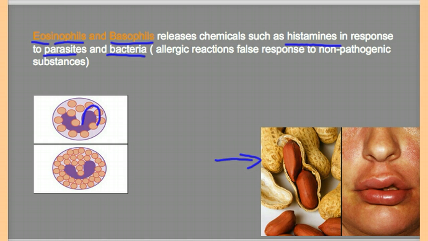And if you notice, the cells are bilobed, meaning that they have two lobes, so they're easily recognizable by that kind of bean-shaped nucleus that they have.